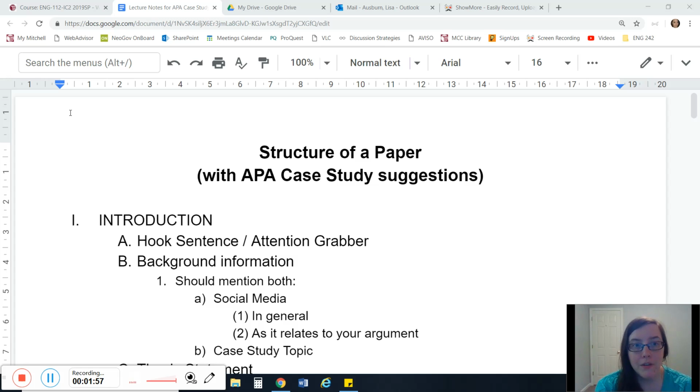What I'm really looking for is an analysis of your case study as it relates to your main social media claim. So with that being said, what I want you to try to do is to work in your argument about social media throughout your paper. That's ultimately the goal. The structure of a paper with APA case study suggestions is, again, sort of a loose guideline, and you can organize your paper and work through your paper in whatever way makes the most sense to the topic that you're writing.